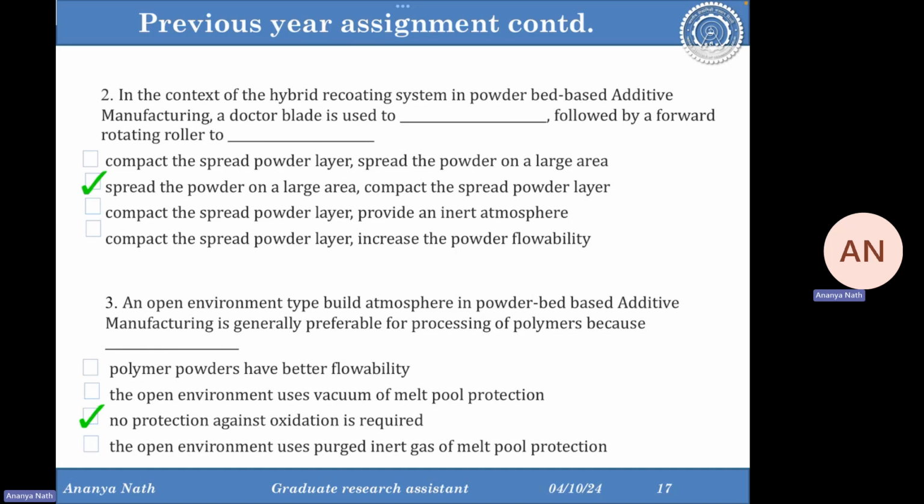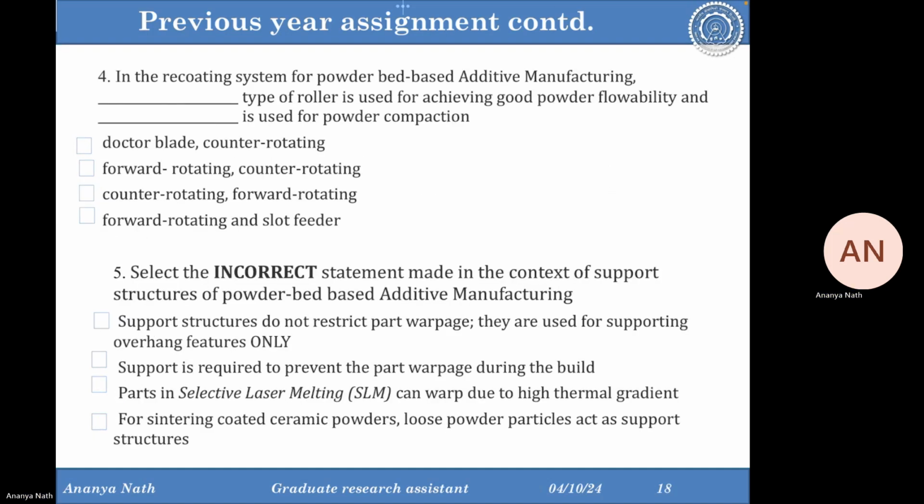So that's why it's important to choose the inert gas first in case of metal. Obviously we cannot go for an open environment with metal, but these things are not present in case of polymer. You don't have any chance to get water entrapment or oxidation. So that's why you can go for an open environment. In the recoating system for powder bed additive manufacturing, a counter rotating type of roller is used for achieving good powder flowability, but forward rotating is used for powder compaction. Forward means this thing.